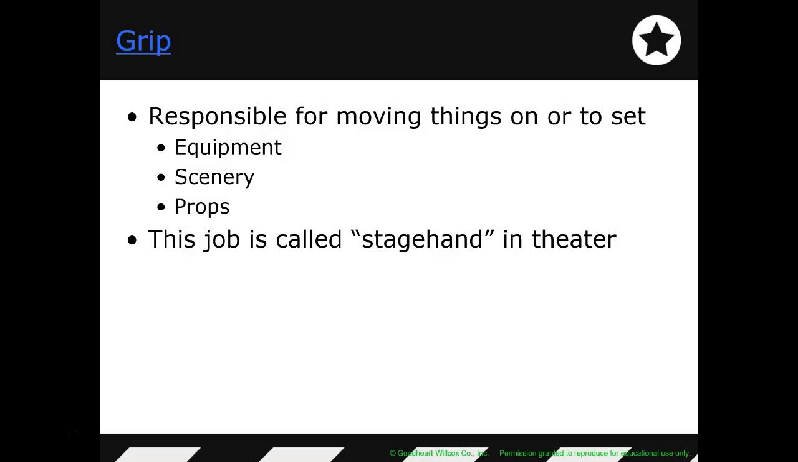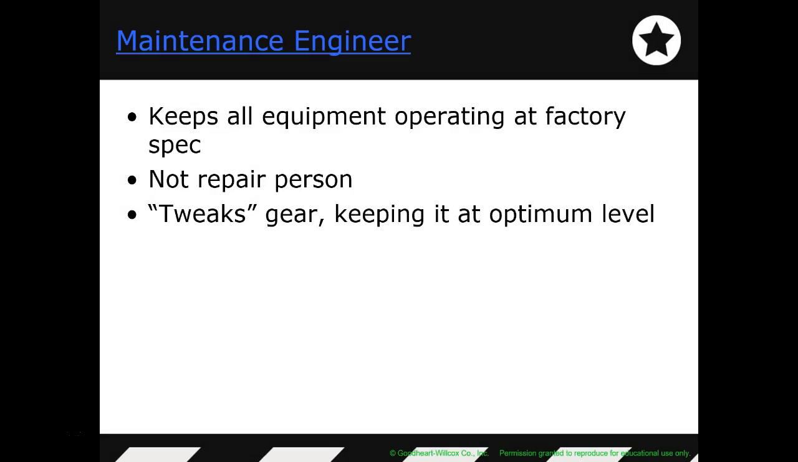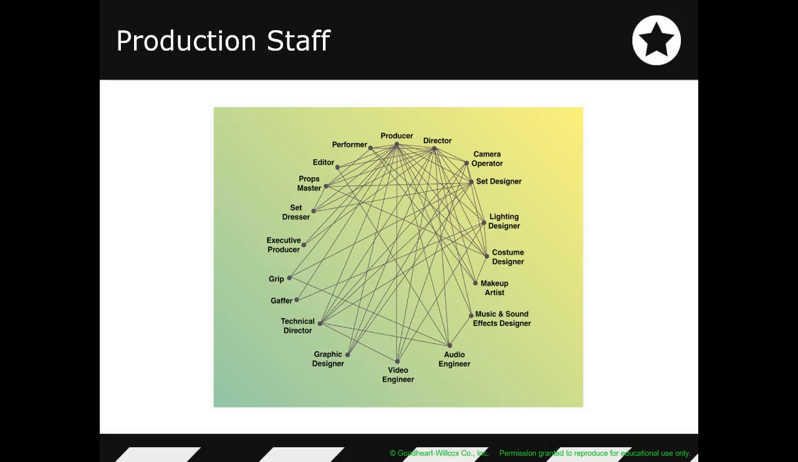Grip is just someone kind of like a production assistant who's around who helps move equipment. Maintenance engineer keeps simple maintenance things going. So I went through all those really fast, but as you can see, they all are intertwined somehow with one another. So I would recommend skimming through chapter 2, looking at the terminology, and just getting an idea of what those positions are. Your assessment is just like chapter 1's assessment. It's going to ask you 10 questions or so about some of these positions and what those roles do.